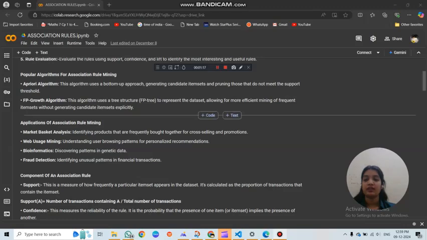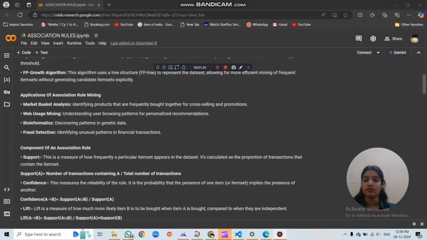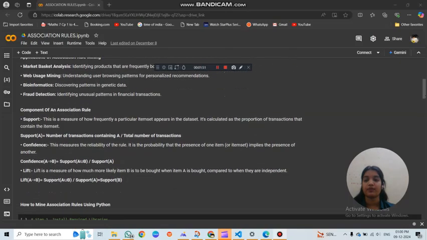Now let's discuss applications of association rule mining. Number 1, market basket analysis. Basket analysis identifies products that are frequently bought together for cross-selling and promotion. Number 2, web usage mining. Understanding users' browsing patterns for personalized recommendation. Number 3, bioinformatics, discovering patterns in genetic data. Number 4 is fraud detection. Identifying unusual patterns in financial transactions.